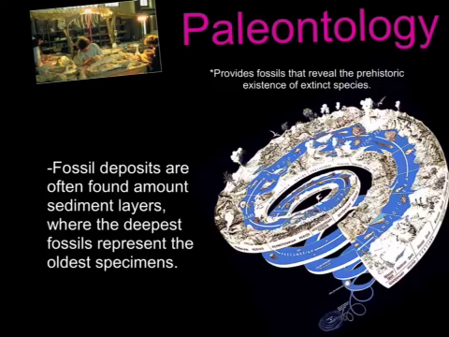This provides fossils that reveal the prehistoric existence of extinct species. Fossil deposits are often found among sediment layers, where the deepest fossils represent the oldest specimens. Think of it as like a pancake stack. The bottoms are the older ones, and then the ones that you're putting on top are the newer layers, right? So think of the sediment layers like the example I just gave.